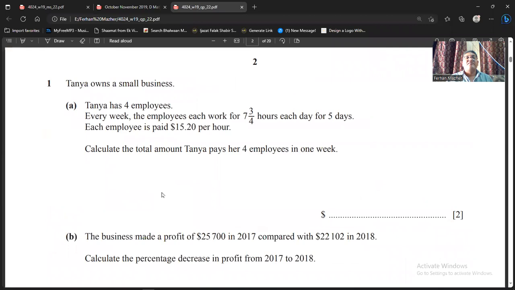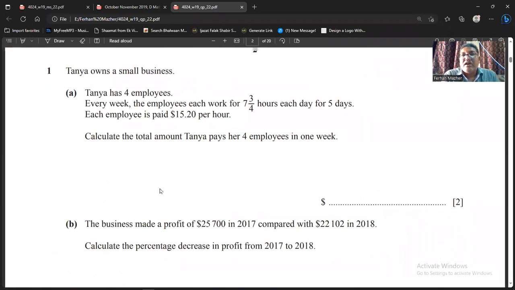This is the paper. Question number 1. Tanya owns a small business. Tanya has 4 employees. Every week, the employees each work for 7 and 3/4 hours each day for 5 days. Each employee is paid $15.20 per hour. Calculate the total amount Tanya pays her 4 employees in 1 week.